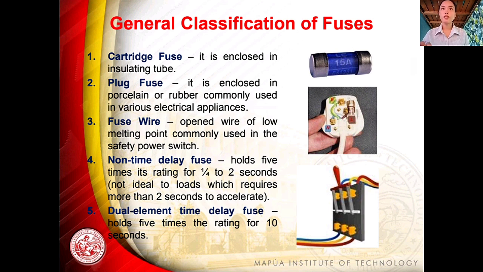So, first is cartridge fuse. It is enclosed in insulating tube. Next is plug fuse. It is enclosed in porcelain or rubber commonly used in various electrical appliances. Next is fuse wire. Open wire of low melting point commonly used in safety power switch.